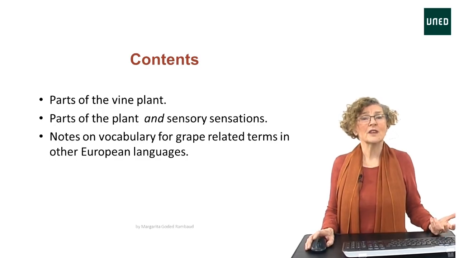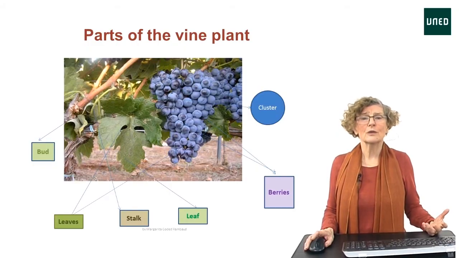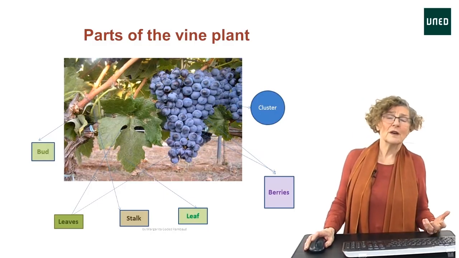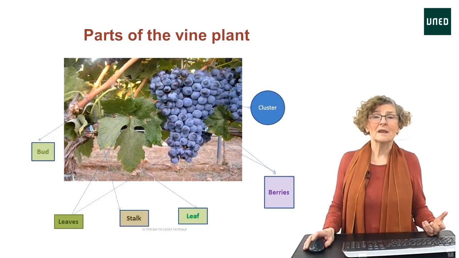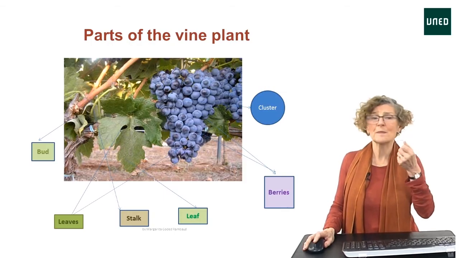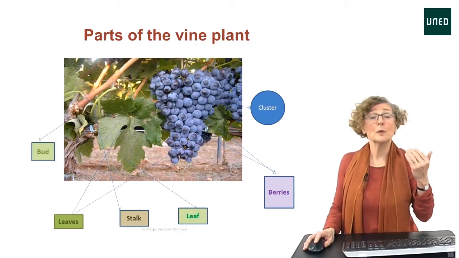So, in this picture you can see the leaves, the stalk, and a full cluster of grapes. Note how the plural of the word leaf is leaves. You can also see how the surface of the berries is covered by a velvety-like substance. This whitish velvety cover contains something important.